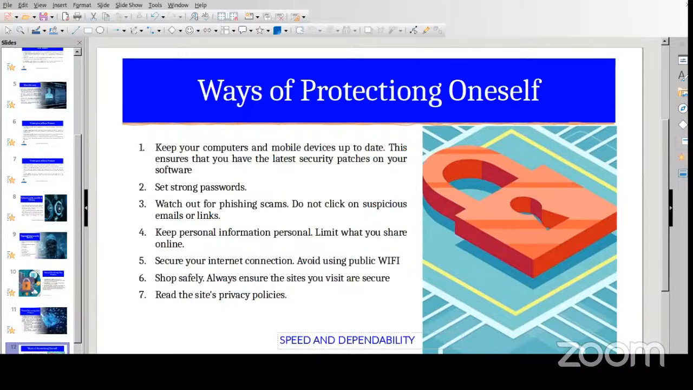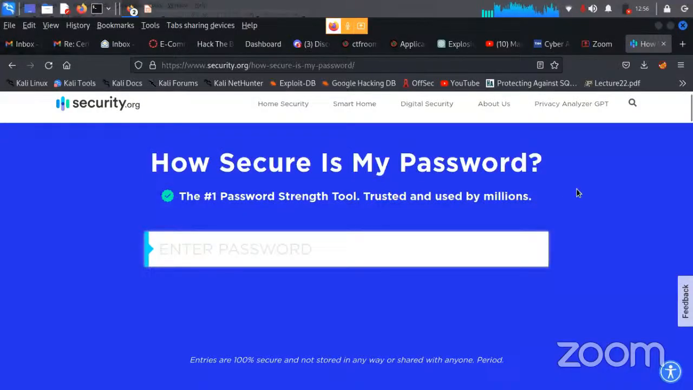I don't know if you are seeing my browser. Are you able to see my browser? Not really. Pardon? I'm unable to see. So if you are able to see my browser, just confirm. I'm trying to display this page here.